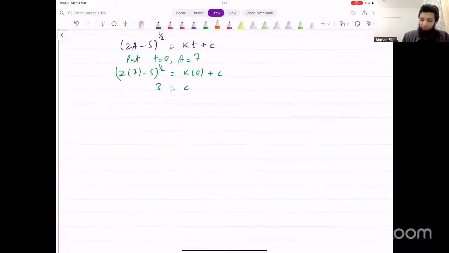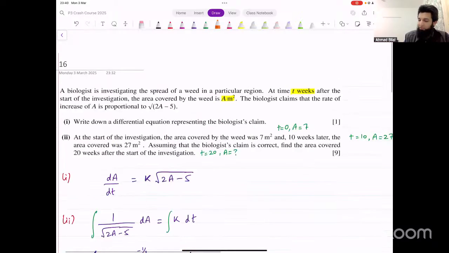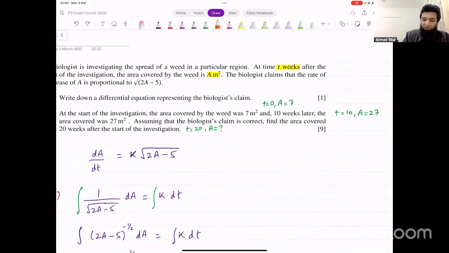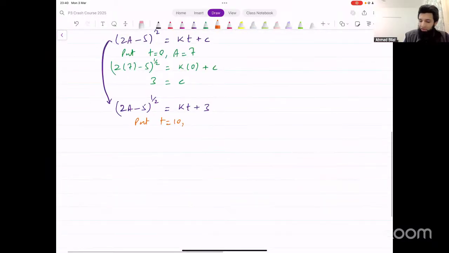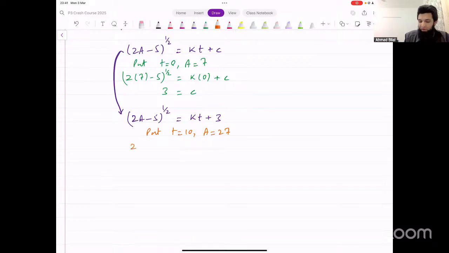Okay, so that's one thing that we have. Then we can find the value of k. This equation would now become (2a minus 5) whole raised to the power 1 over 2 equals kt plus 3. Now that we have the value of c, let's input the other point now. When t is equal to 10, a is equal to 27. Let's input that now. T is 10 and a is 27. Okay, what does this give us now? 2 into 27 minus 5 whole raised to the power 1 over 2 equals 10k plus 3.